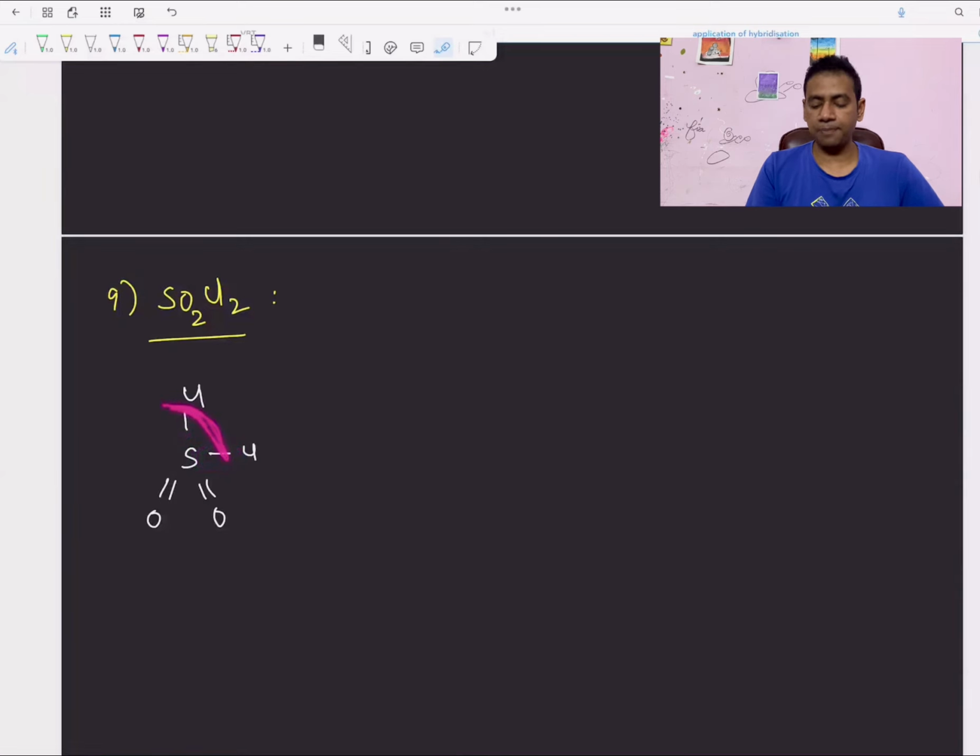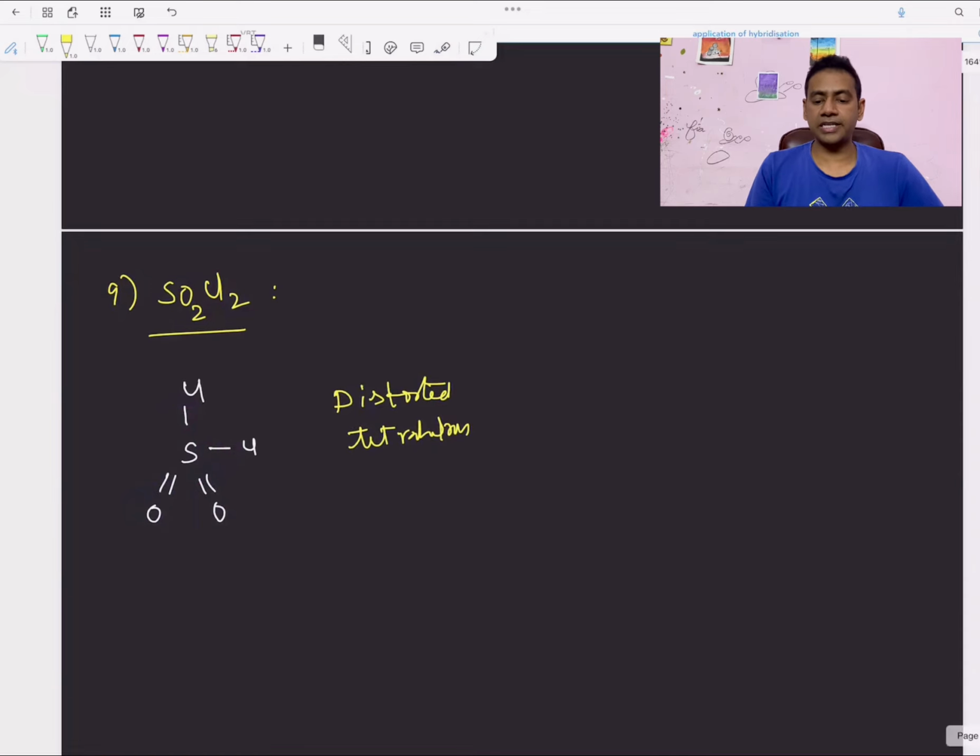These two are one type and these two are another type. Consequently, we cannot call it a regular tetrahedron, and of course it is distorted. It is a distorted tetrahedron. Now what is our next idea?